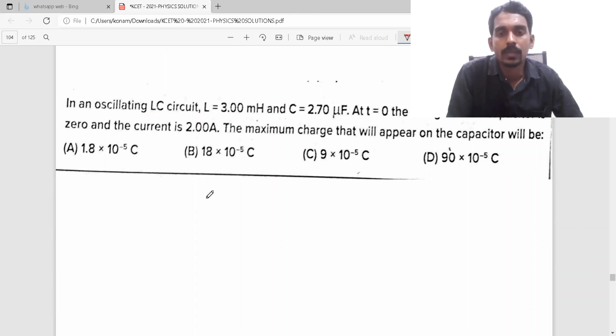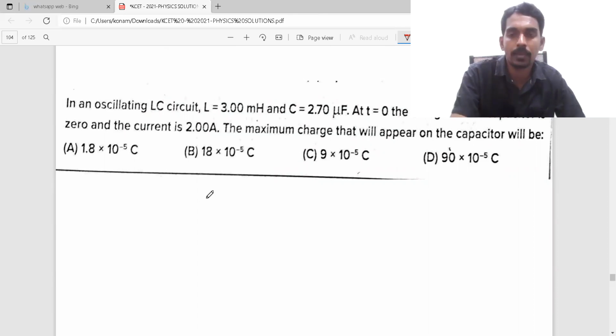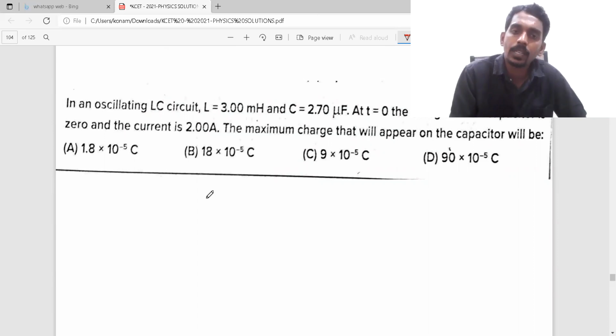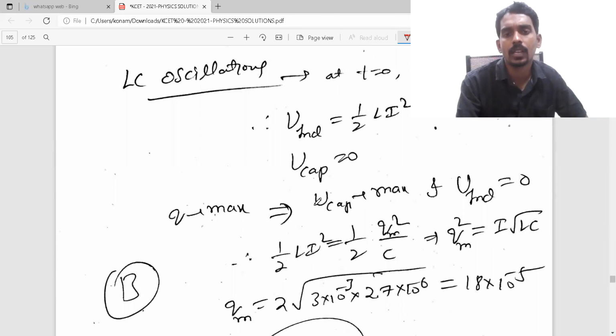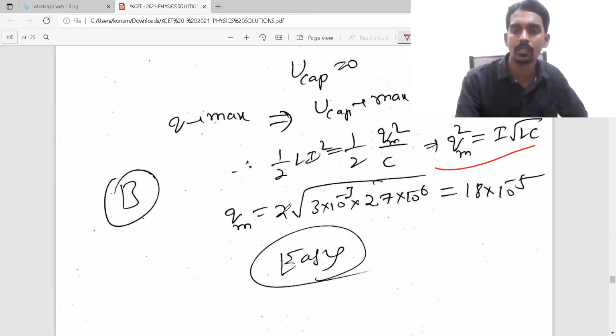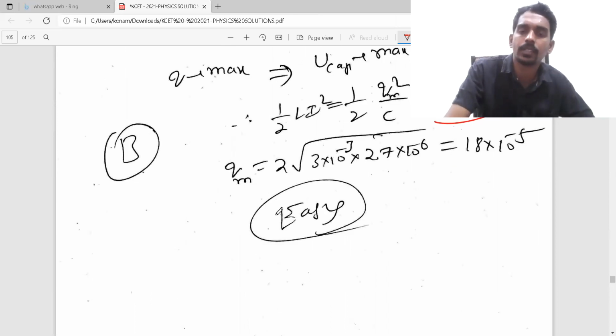Again, they have given an LC circuit based question: the maximum charge. Maximum charge means when charge is maximum, the energy in the capacitor is also maximum. That is half Q square by C. That is also equal to the maximum energy in the inductor, which is half L i square, where current is given. So you equate half L i square to half Q square by C, and you can find the maximum charge Qm. Current is given, L is given, C is given.